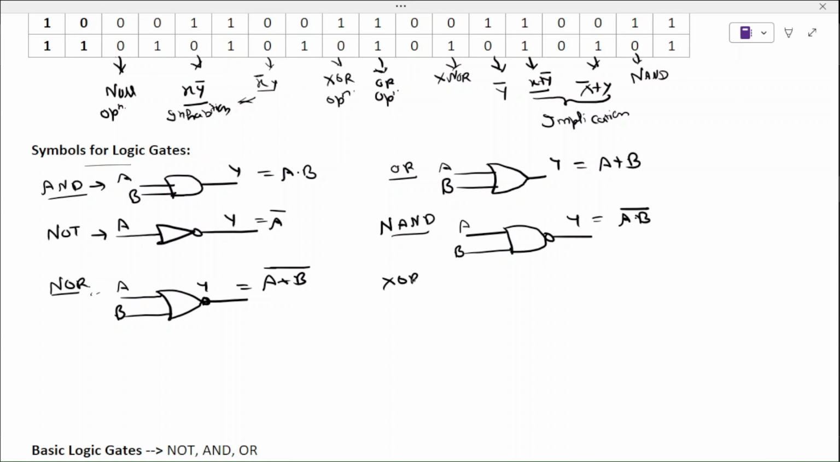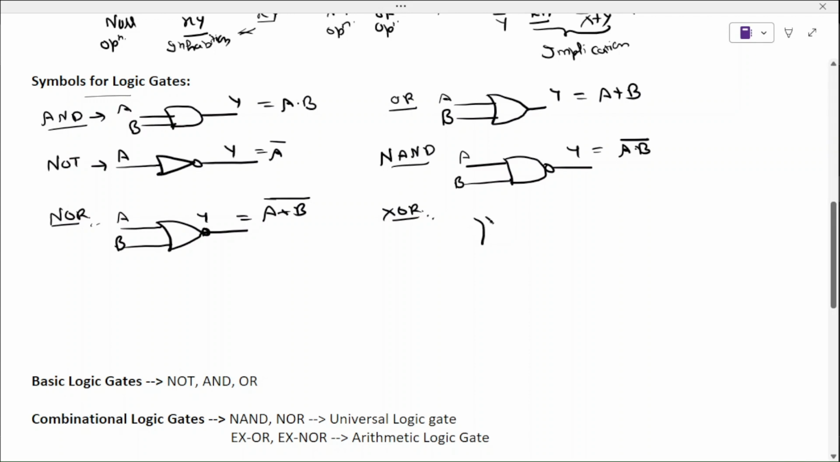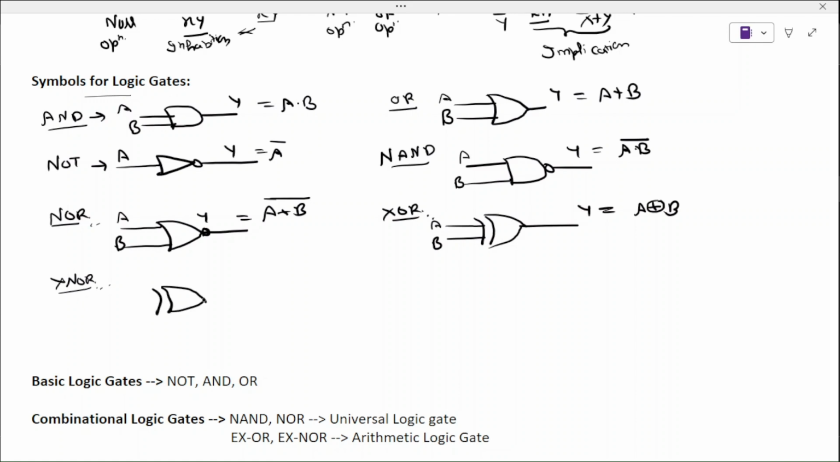Now the XOR operation. This is the symbol for the XOR gate, with inputs A, B and output Y, A XOR B. For XNOR, the same symbol with an extra bubble, giving A XNOR B. And the buffer is simply this: whatever value is at the input is transferred to the output, Y equals A. These are the symbols for logic gates.